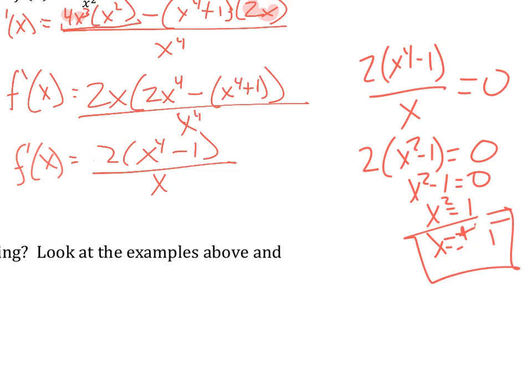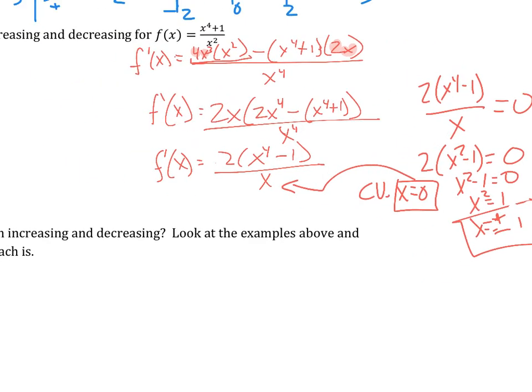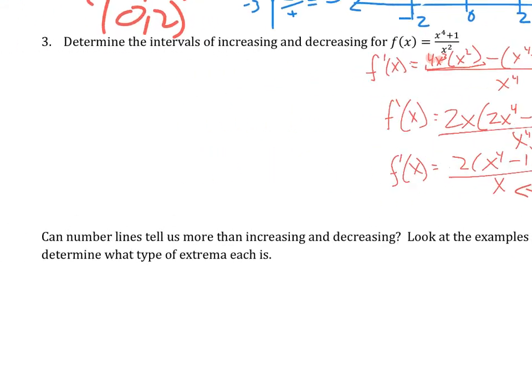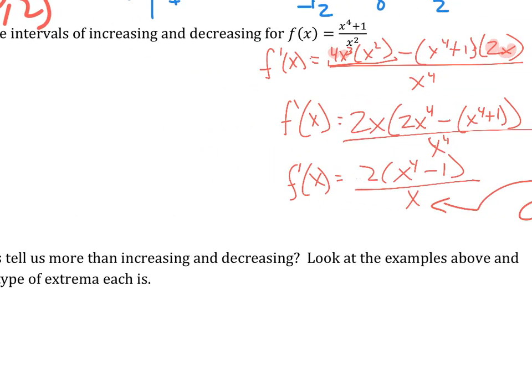We don't need the square roots here. Let's get rid of that square root. All right, so plus or minus 1. And then also our critical values is going to be at x equals 0. There's another one because of that denominator. That makes the derivative undefined. All right, so now let's go ahead and do our number line. We've got 0, 1, and -1, right?